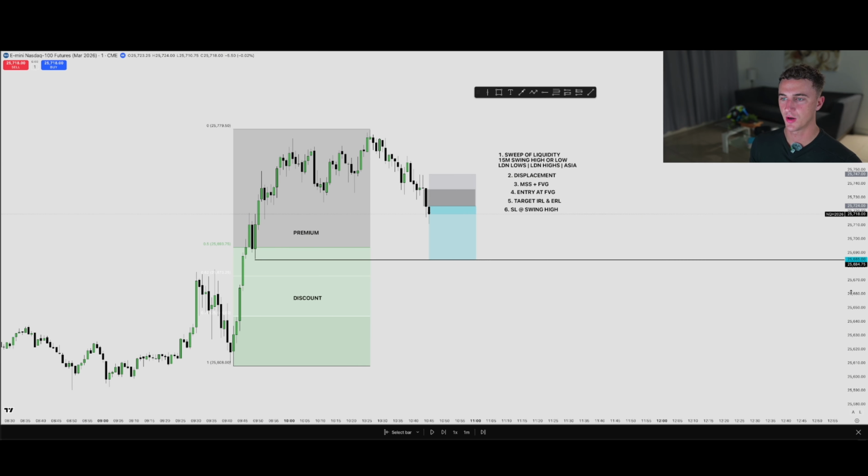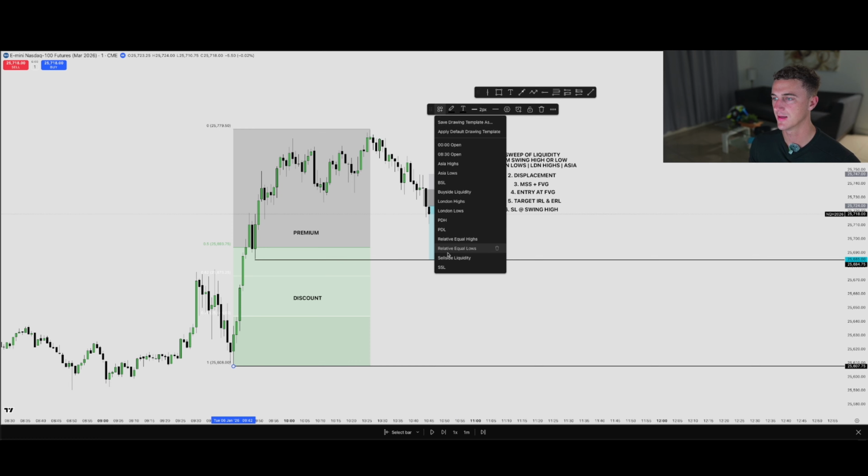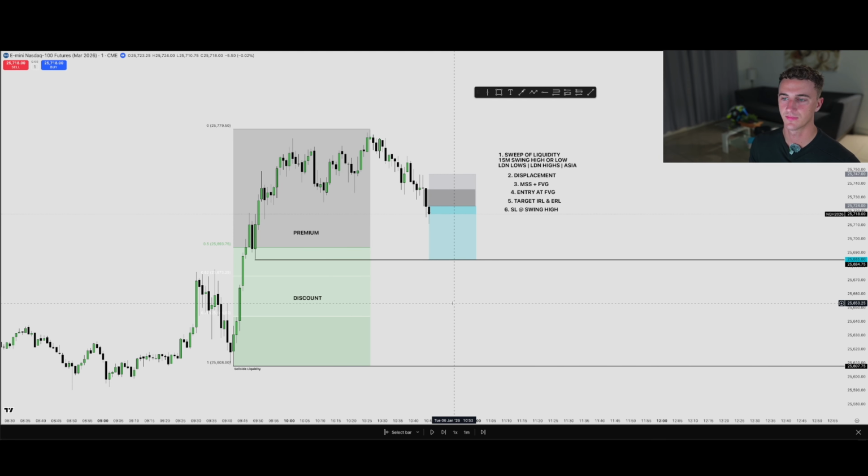After I take partial profits at internal liquidity, where am I going to target next? I'm going to target external liquidity. So looking at this price range, okay? Anything inside is going to be considered internal, and anything outside is going to be considered external. So if you can see here, this low is outside of the range. This is going to be considered an external sell side liquidity level, right? So where I'm going to be closing my full position, it's going to be this low down here.